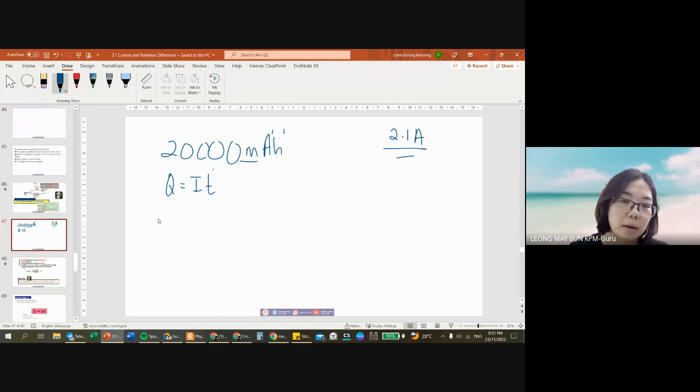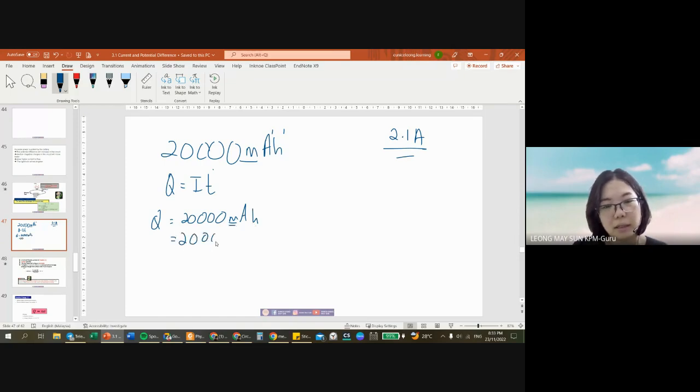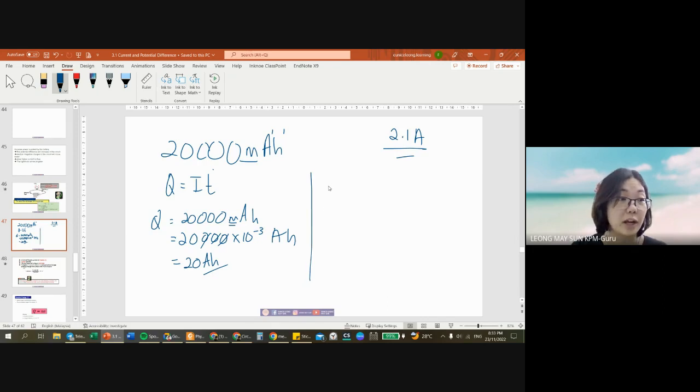So my Q is 20,000 milliampere hour. Milli, when you press your calculator, those of you with the FX570MS, milli is 10 to the power of negative 3 ampere hour. So negative 3 cancels off the 3 zeros. So 20 ampere hour. That's the amount of charge. I want to know how long it takes to charge the power bank. Using the formula Q equals IT, time T is the charge divided by the current.